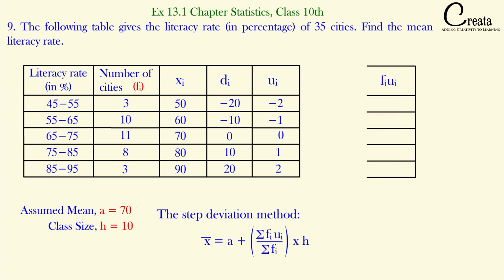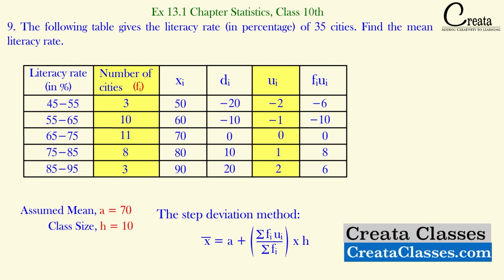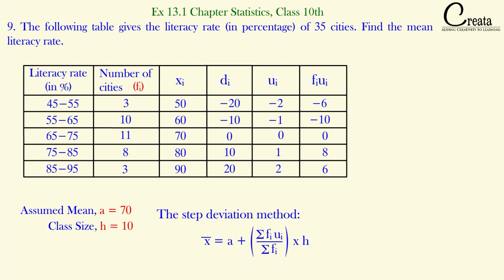Let's add one more column, fi into ui. Let's multiply frequency with ui. 3 into minus 2 is minus 6. 10 into minus 1 is minus 10. Similarly 0, 8 and 6. What we have done is simply multiply fi with ui. Further, let's add all the values of fi ui to get sigma fi ui, which is minus 2.